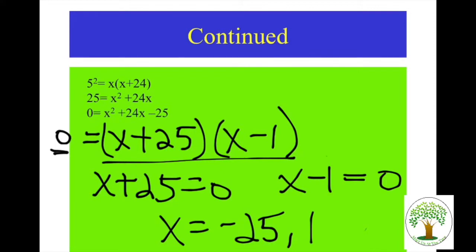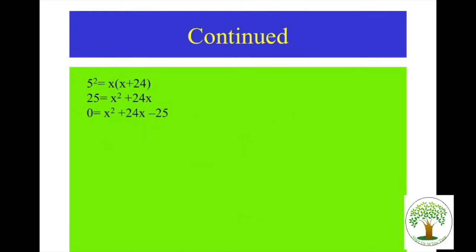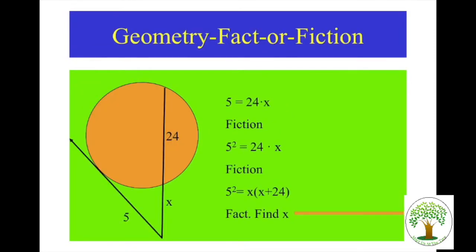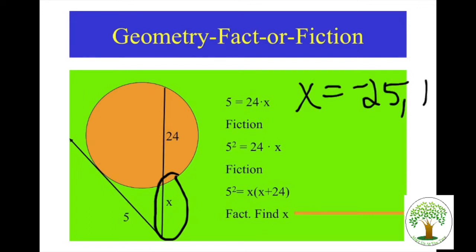But let's go back and look at what our original problem was about. We were actually trying to find the value of x. And x is a physical length. My two values were x equals negative 25 and 1. I cannot have a negative 25 in that length. So my answer is x equals 1.